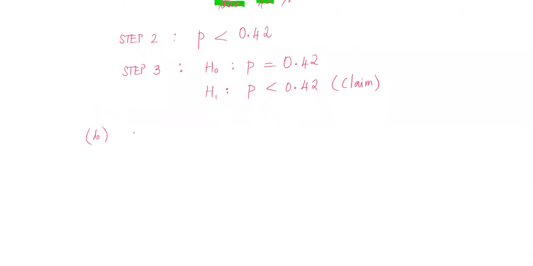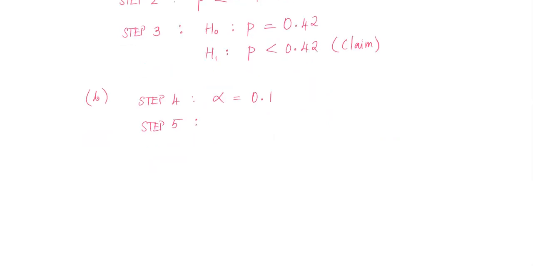So here too, we can look at step 4, which is alpha, and we are given alpha to be 0.1. And step 5, you could use the calculator to get your test statistic. You could use a calculator to get both test statistic and p-value, but we can use it for the test statistic here because p-value is not asked. Before that, though, you have to do the check. NP must be greater than or equal to 5, and NQ must be greater than or equal to 5.